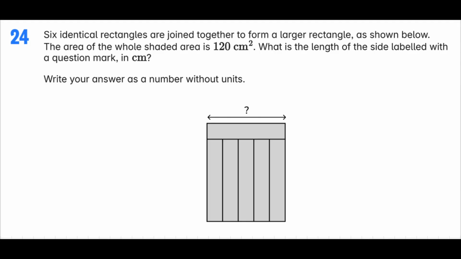6 identical rectangles are joined together to form a larger rectangle as shown below. The area of the whole shaded area is 120 centimeters squared. What is the length of the side labelled with a question mark in centimeters?